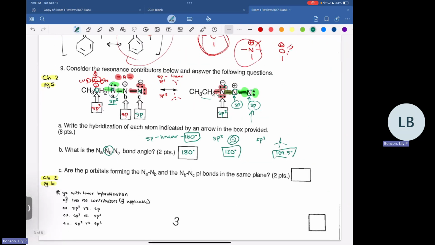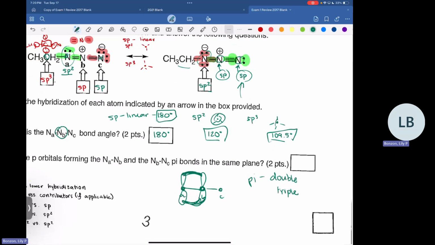So then C: are the p orbitals forming the Na, Nb, and Nb, C pi bonds in the same plane? This is an excellent question. So we have B, we have A, we have C. Remember that for pi bonds, so double and triple bonds, the orbitals for those pi bonds physically overlap. And that's what gives the pi bond its strength. In order to maintain that pi bond, you cannot rotate those 2 atoms or else you'll break the pi bond. So those 2 atoms are kind of fixed in place.